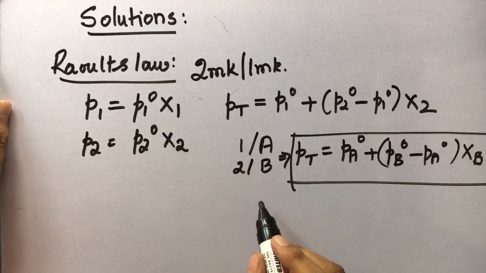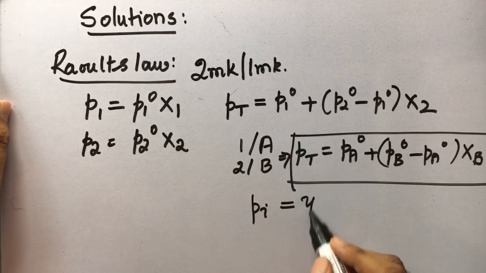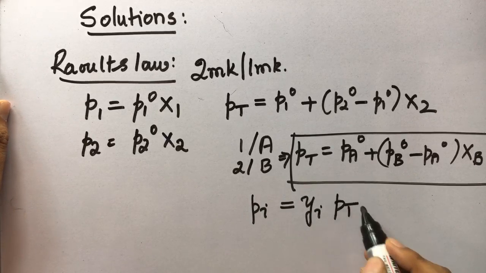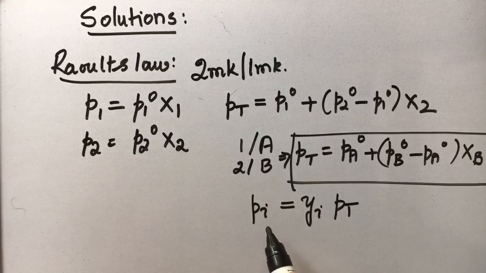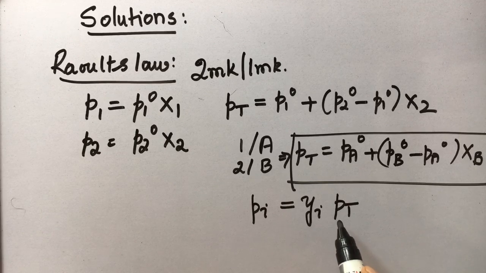What is the vapor phase composition? So we have studied an equation Pi equal to Yi into P total, where Pi is the partial vapor pressure of the ith component over the solution, Yi is the mole fraction of a particular component in the vapor phase, and P total is the total vapor pressure over the solution.